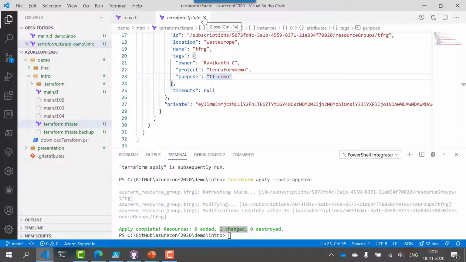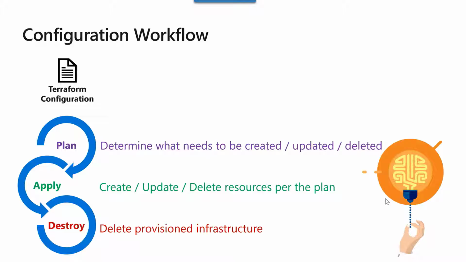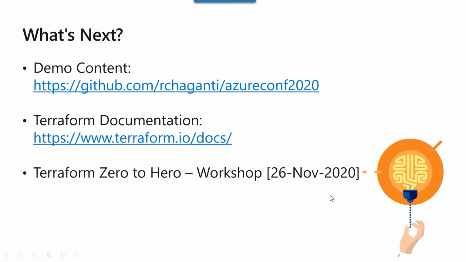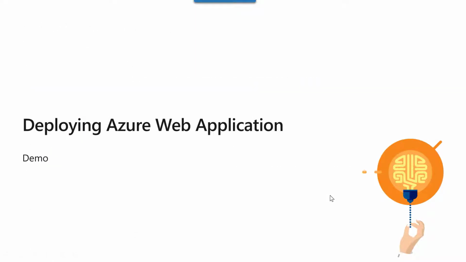So that's a quick demo of showing you how to write a simple configuration and how to go through the configuration workflow that Terraform basically supports or requires. All right, so now that you understand the basics of Terraform configuration syntax and how to go through the configuration workflow, let's take a look at a bit more complex example of deploying an Azure app service, right?